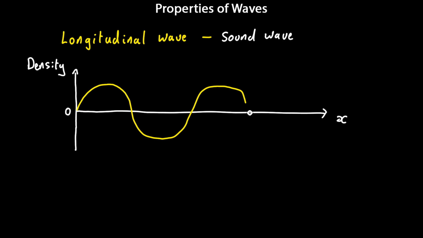Now, the longitudinal wave can also be described by a sine curve, but the y-axis now represents the density of the particles and not their displacement. So again, the sine graph here represents a snapshot in time as the wave is travelling through the gas.